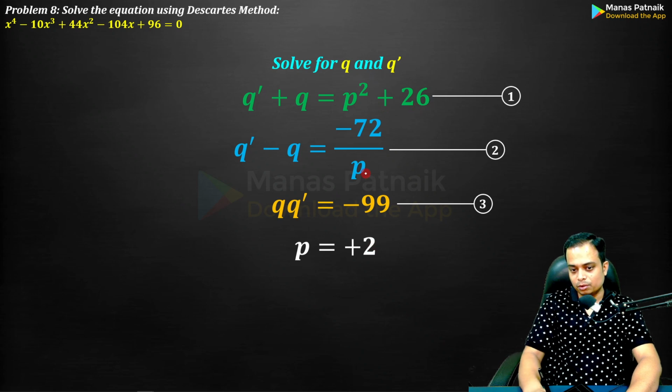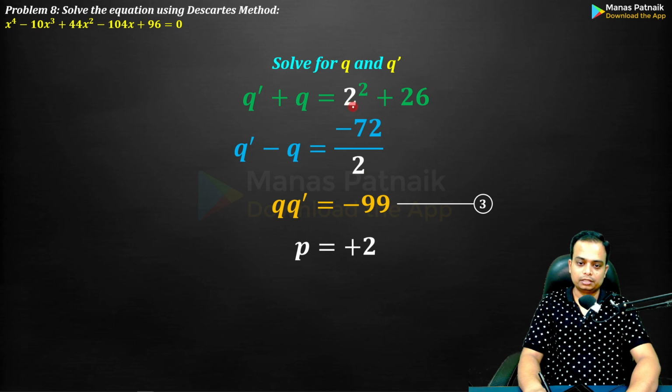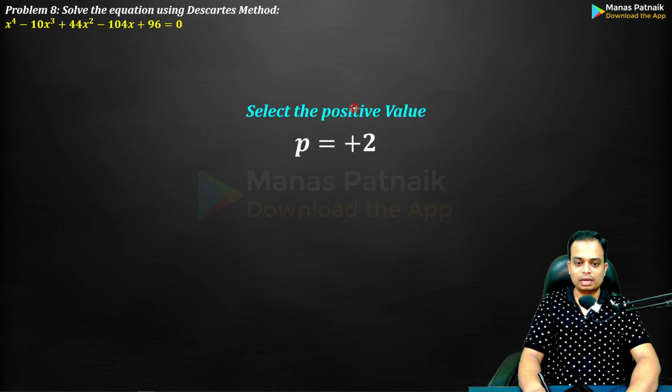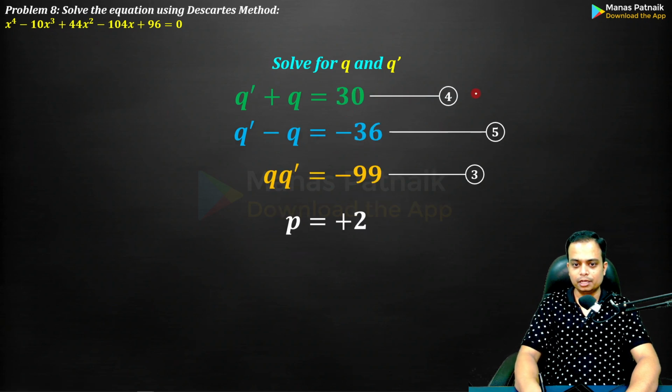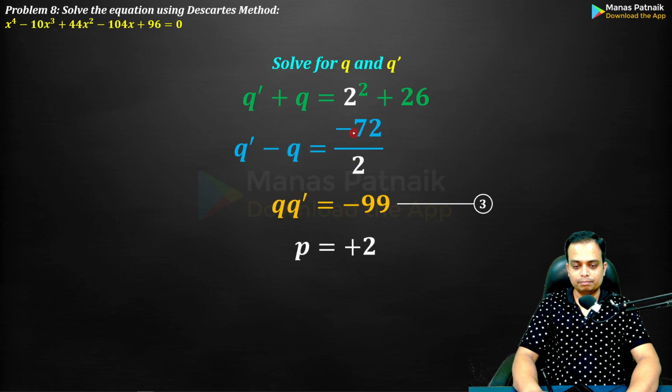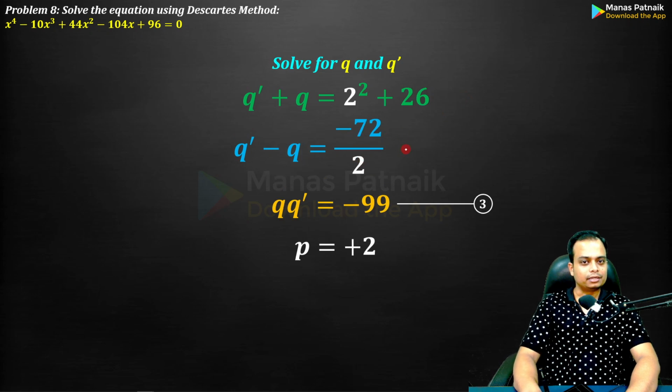Plug in the value of P as 2. Done, sir. Okay. Value of P happens to be 2. Let's say this is our new equation. 26 plus 4 will be 30. Equation 4. And minus 72 by 2 is minus 36.